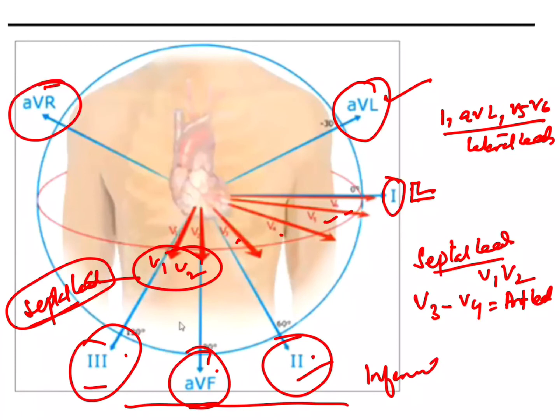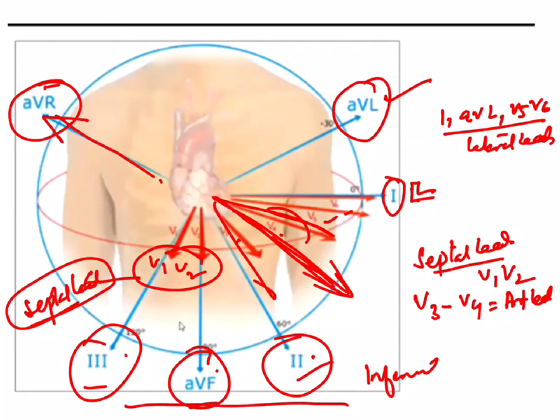This AVR, if we see that AVR is seeing the heart in that direction, the vector is going in this direction. The depolarization vector will move in this direction, this direction, this direction, and no impulse is going towards the AVR. No electrical activity is coming towards the AVR. So we will get all deflections like P, Q, R and S.